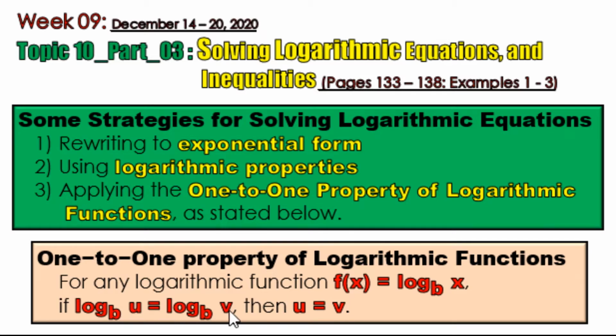So what is the one-to-one property of logarithmic functions? It says for any logarithmic function f of x equal to logarithm of x to the base b, if logarithm of u to the base b is equal to the logarithm of v to the base b, then u is equal to v. In simple words, if we have the same bases, then we can immediately say that our arguments are equal. So you have u is equal to v.